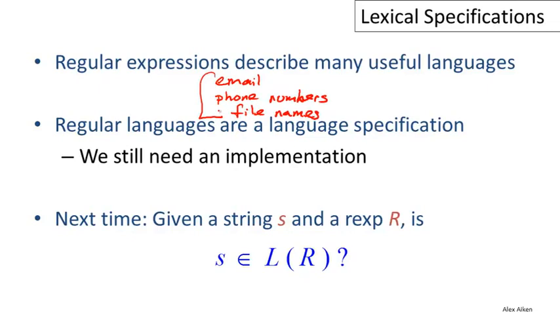And I also want to emphasize that so far we've used regular languages as a language specification. We used it to define the set of strings we're interested in, but we haven't said anything about how to actually implement lexical analysis. We still need an implementation. And that's what we'll talk about in future videos. In particular, we're going to look at the problem of, given a string S and a regular expression R, how do we know whether that string is in the language of the regular expression R?